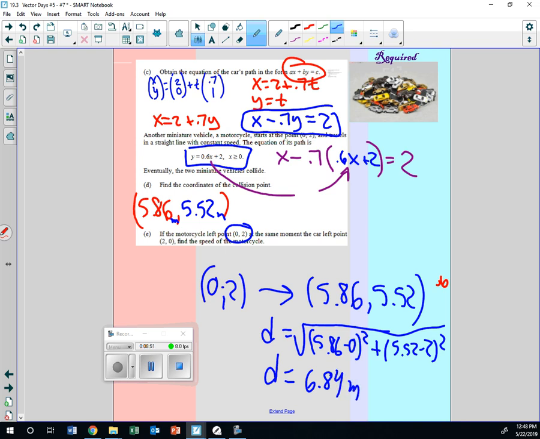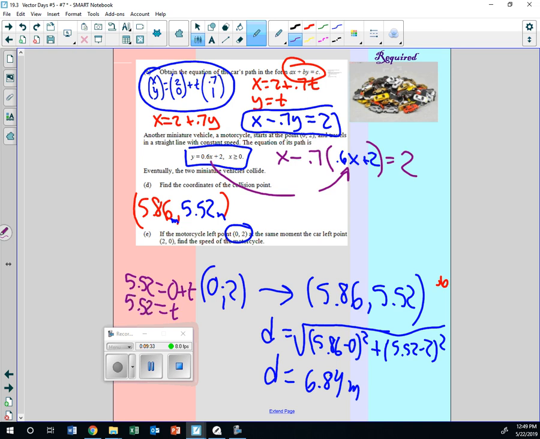Now we want to know the speed of the motorcycle, so we'd like to know how long it took for the motorcycle to get to that intersection. So we have this equation here of the car, and we know that the car collided at (5.86, 5.52). So you can put that 5.86 for x, or you can put 5.52 in for y. I am going to put the 5.52 in for y, and say it's equal to 0 plus t. What's t equal to?